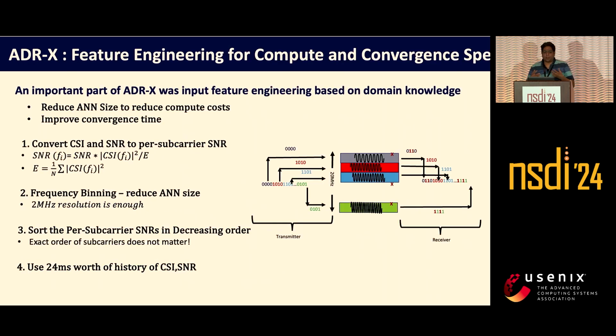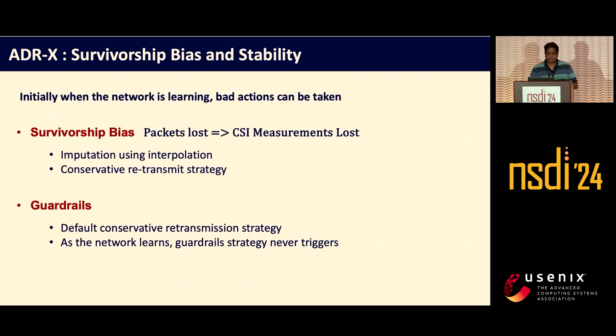Now, we had to do a lot of feature engineering in order to get it down into that microcontroller. I will not go into a lot of details, but simple things like sort all the SNRs, because the order does not matter in the decoding. Sort all the SNRs and give it, things like that, which really helped us cut down the size of the neural net, history and things like that. Lots of trial and error.